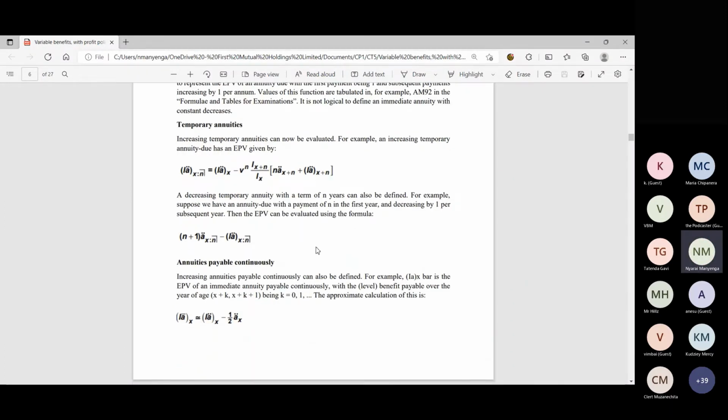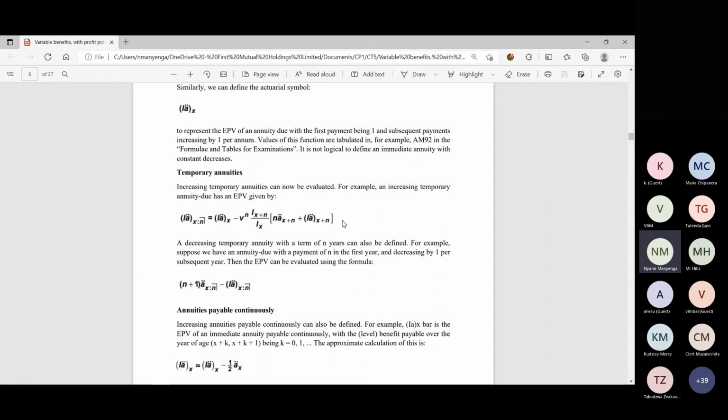So for a decreasing temporary annuity with a term of n years, this can also be defined in a similar way. You see that the expected present value of this would be (n+1) times the temporary annuity due for a life aged X with a duration of n, and just subtracting the increasing annuity due. So these are just formulas that you need to know to apply whenever you're given a question that requires you to evaluate an annuity like this.